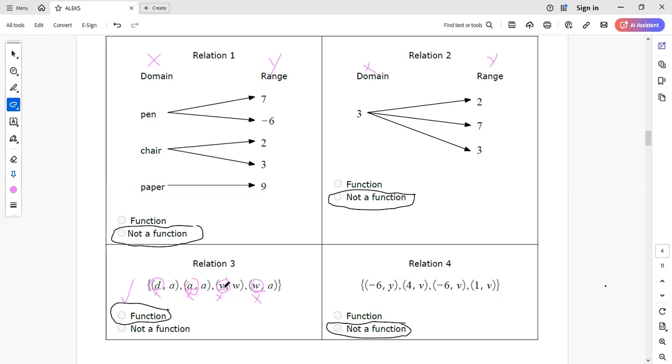That's relation number 3. Relation number 1, pin with those 2 arrows, shows you that both of these arrows produce ordered pairs with the same x coordinate. That's pin to 7 and also pin, comma, -6.